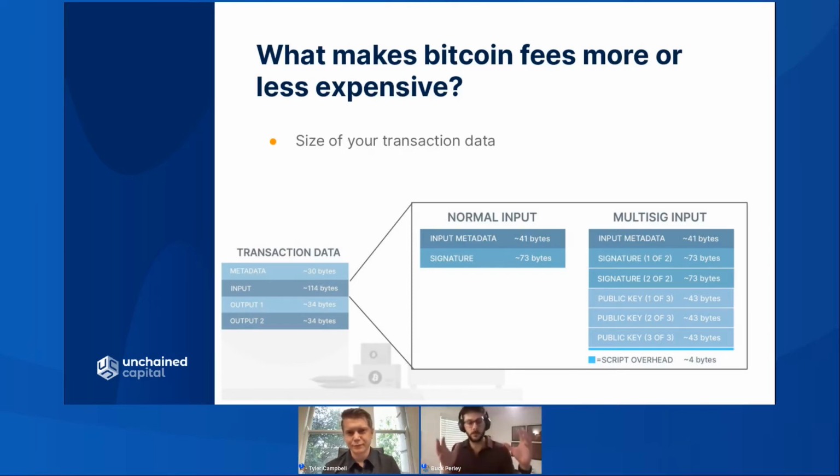If you're not doing a 2 of 2 situation, then it gets a little bit more complicated, and the size of the transaction can start increasing a little bit more.